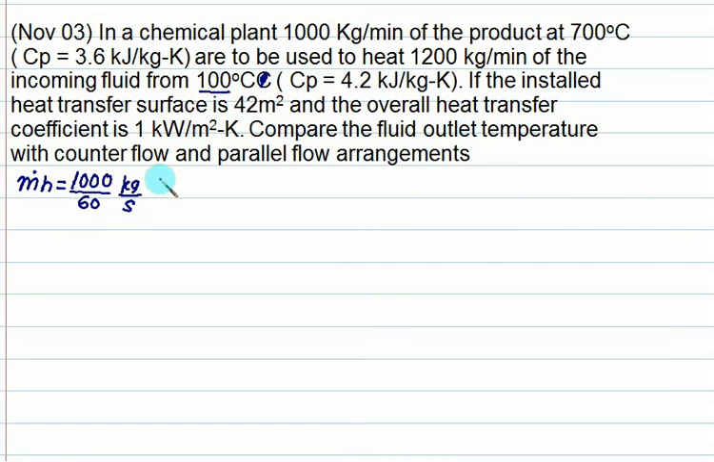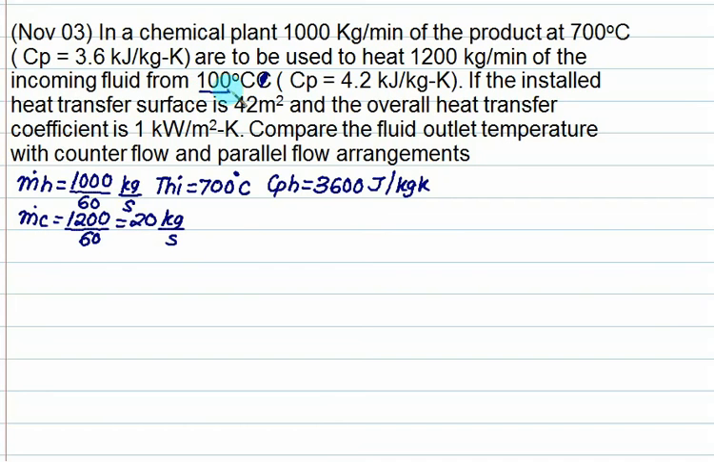So what is the value of Thi? It is 700. Cph is 3600, used to heat 1200 kg per minute of incoming fluid. So that is m dot c, 1200 divided by 60. Incoming fluid at 100, so Tci equals 100. Corresponding value of Cp, that is Cpc, is 4200.